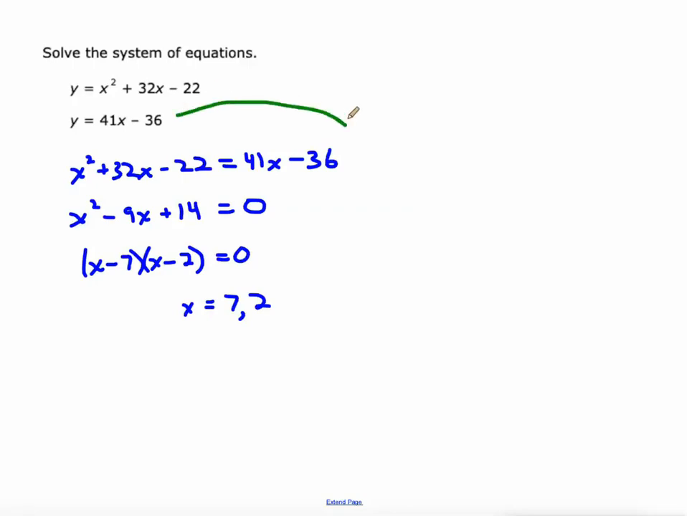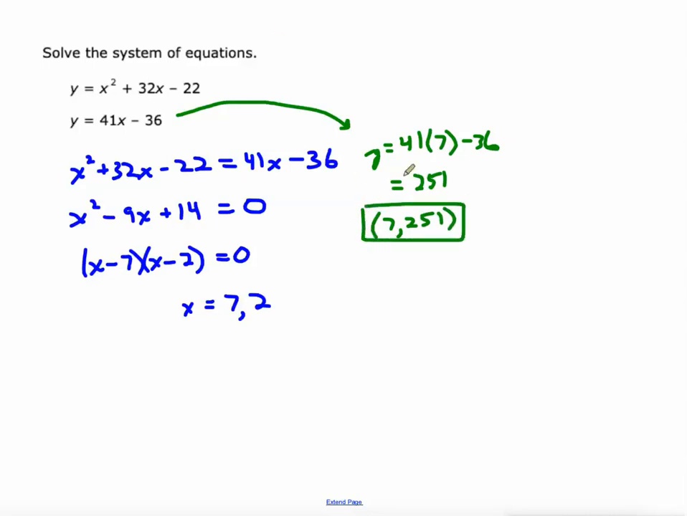But remember, we're not done yet. We need to figure out what y is. y is 41 times our x value minus 36. So 41 times 7 minus 36 is 251. So one point that works is (7, 251). That's one of our solutions. And our other solution is going to be 41 times 2 minus 36. 41 times 2 minus 36 is 46. So our other solution is (2, 46).